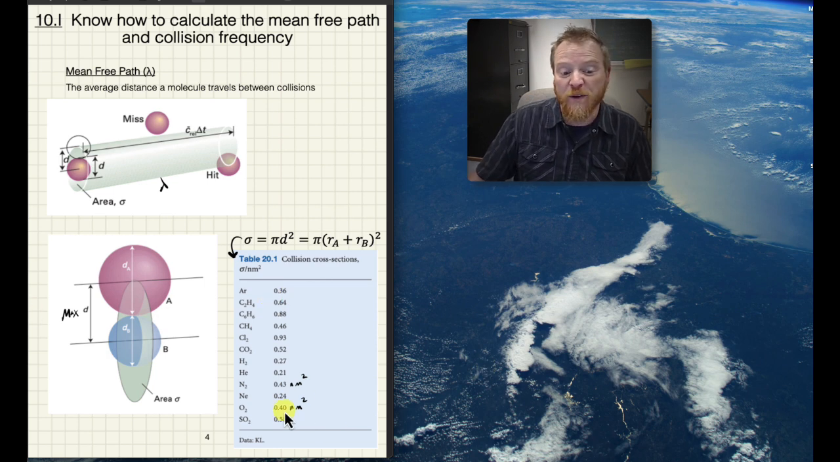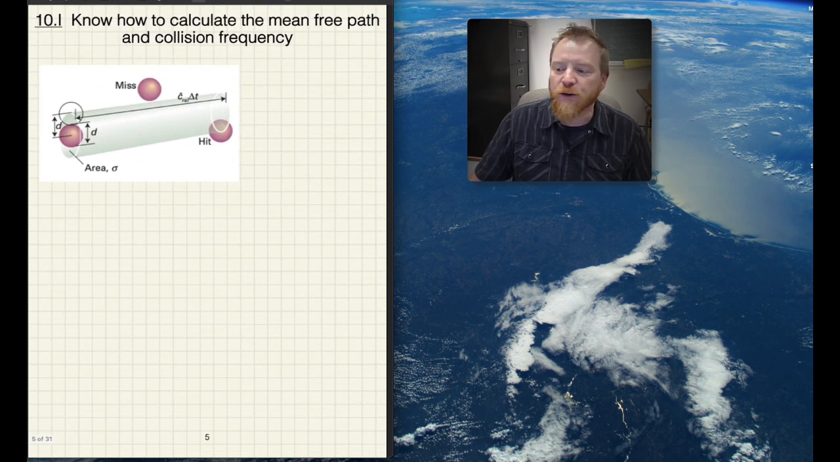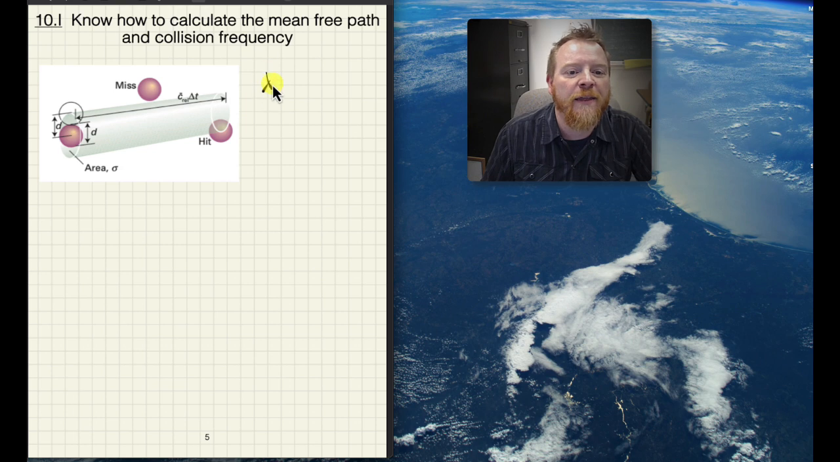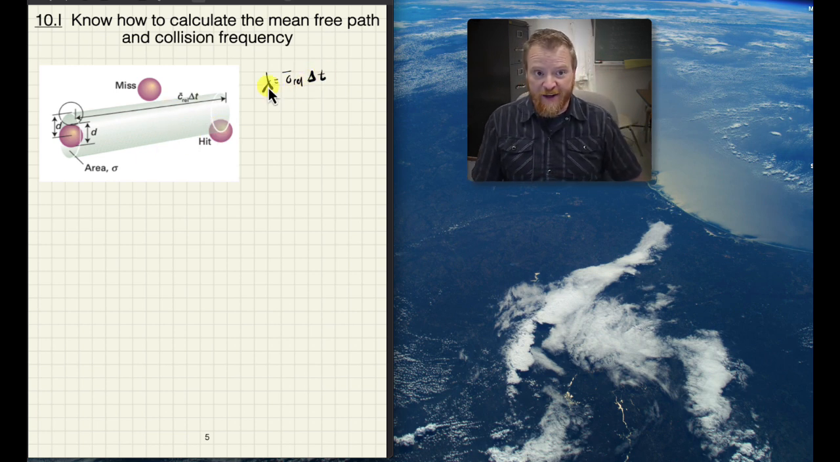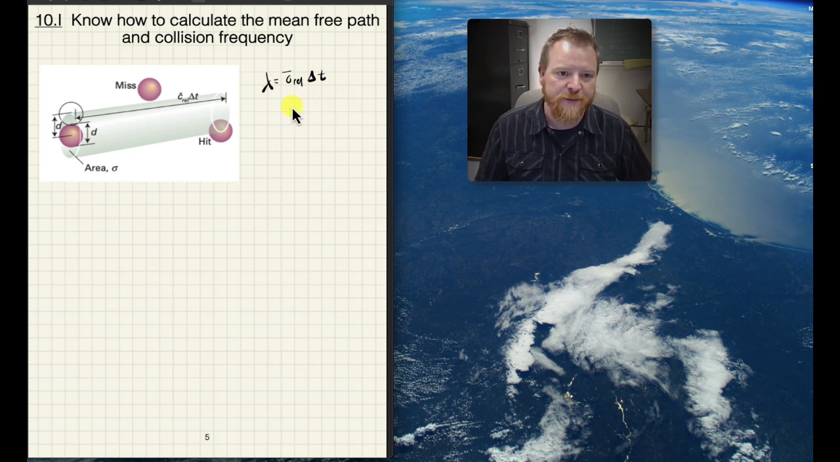So, but it would all the same be very close to this 0.43, 0.40 nanometer squared. So now in deriving the mean free path, we'll start by noting that the mean free path is defined as the relative velocity between the two multiplied by the amount of time it takes for them to get there. So that is the distance.